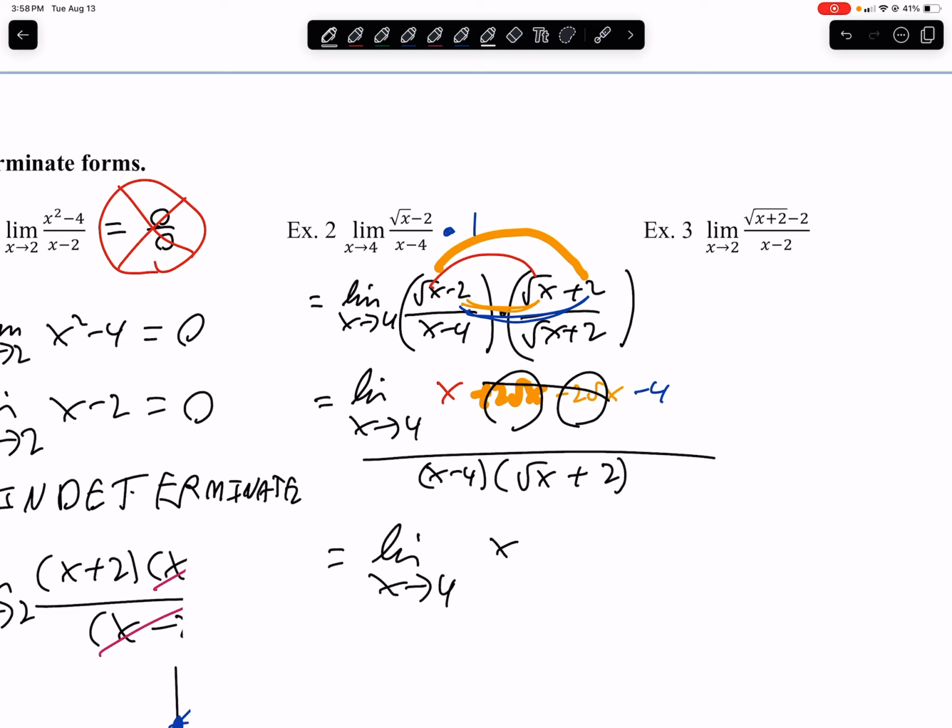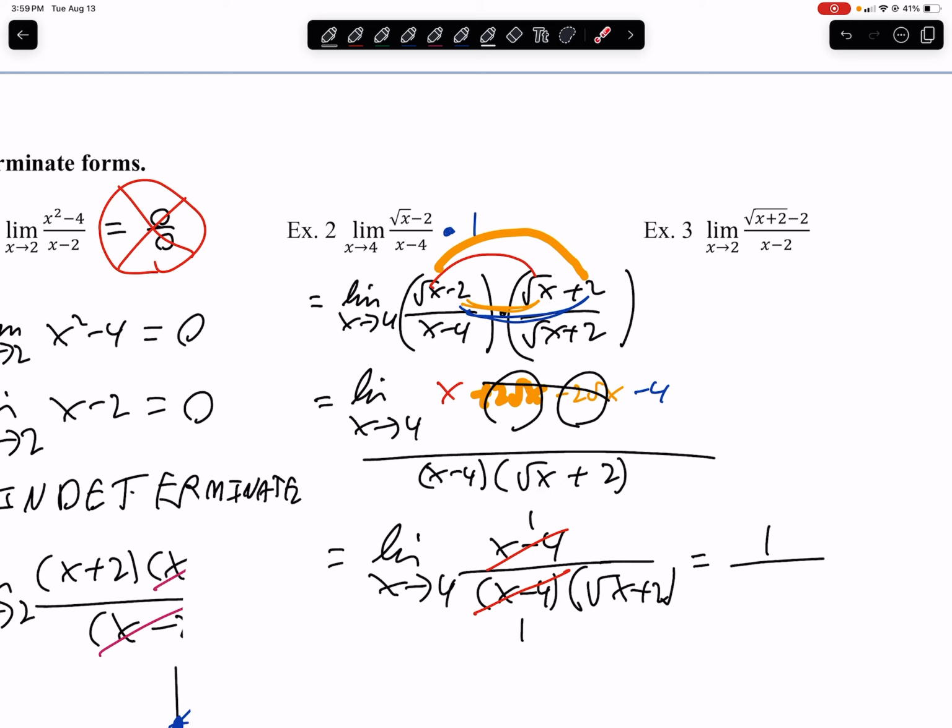The top becomes x minus 4. The bottom, you have x minus 4, radical x plus 2, and lo and behold, something beautiful happens. The 0 in the denominator that we had disappears. And again, if I take the limit, the top's just a constant of 1. The limit of a constant is a constant.